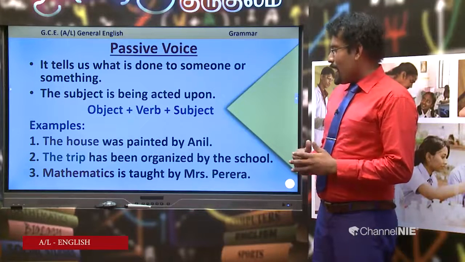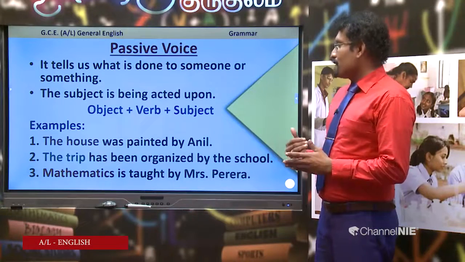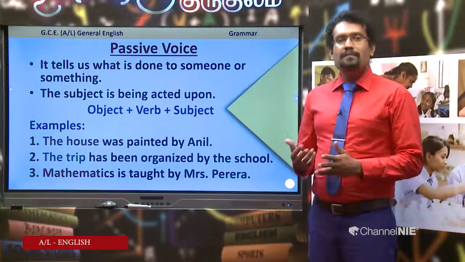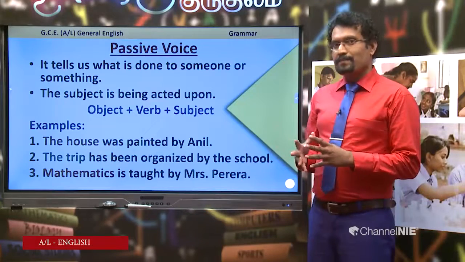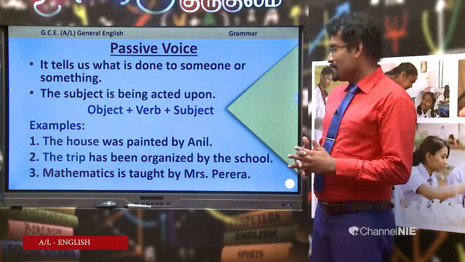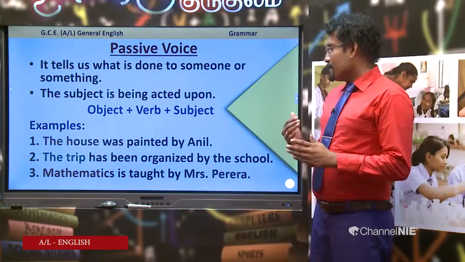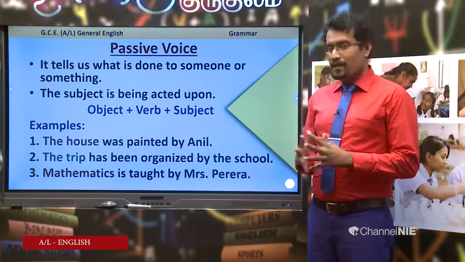The trip has been organized by the school. So, the trip is the object, has been organized is the verb, and the school is the subject.